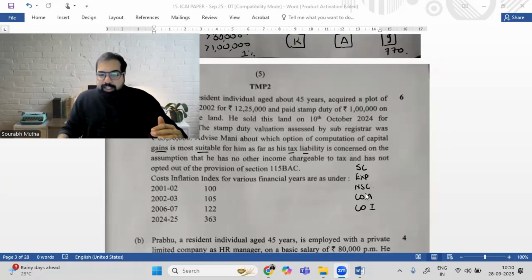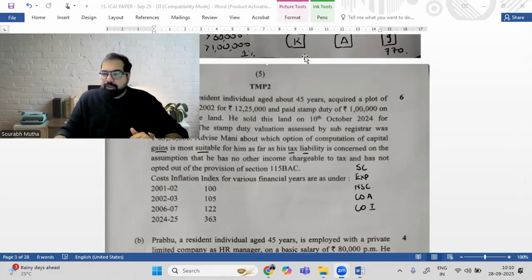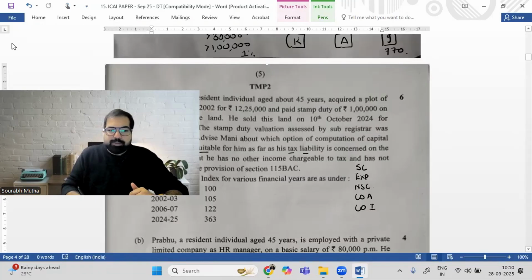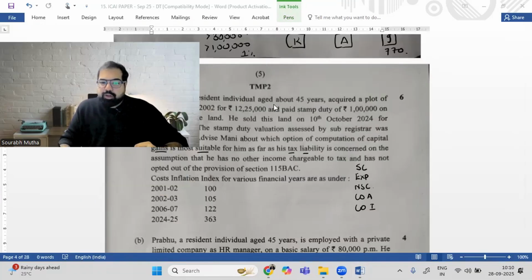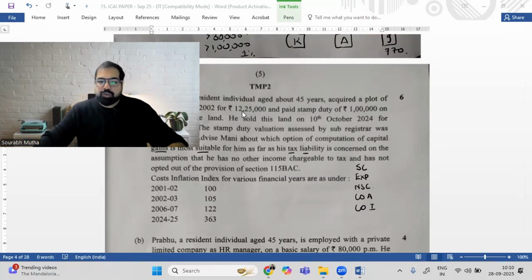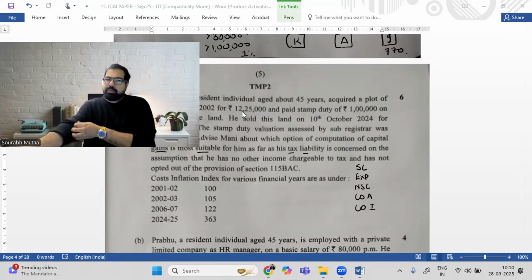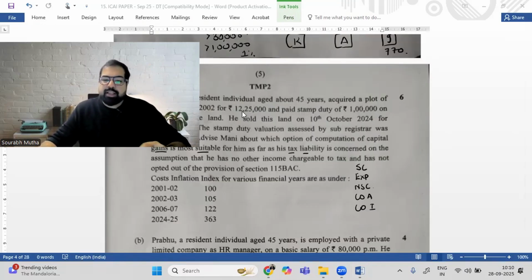So let's fill in these gaps, and whatever is the gain, if it's a long-term capital gain, then it will be taxable at the rate of 12.5%, which we already know. So let's move ahead and see what there is in this question. Mr. Money, a resident individual aged about 45 years, acquired a plot of land in March 2002, long back, for 12 lakh 25,000 and paid stamp duty of 1 lakh on the registry of land. So his total cost was 12 lakh 25 plus 1 lakh, because cost means total cost. So 13 lakh 25 as his cost.